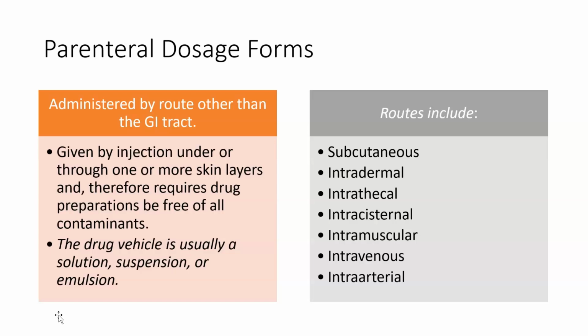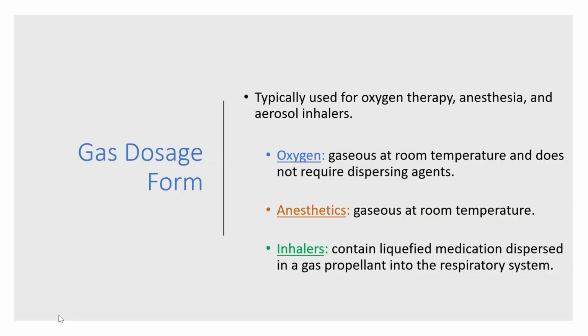So parenteral drug forms are administered by routes other than the GI system. It's given by injection, under or through one or more layers of the skin, and therefore requires the drug prep to be free of all contaminants. The drug vehicle is usually a solution, suspension, or emulsion. The routes are subcutaneous, intradermal, intrathecal, intracisternal, intramuscular, intravenous, and intra-arterial. So we do administer intravenous in radiology.